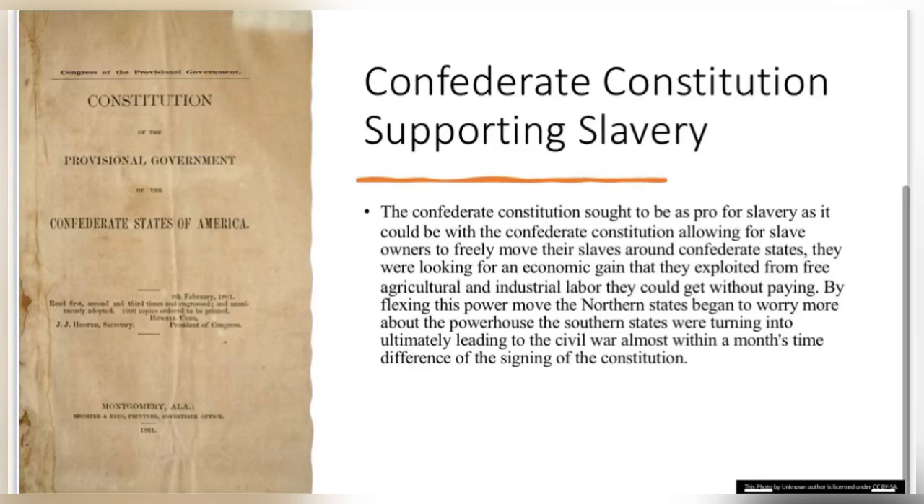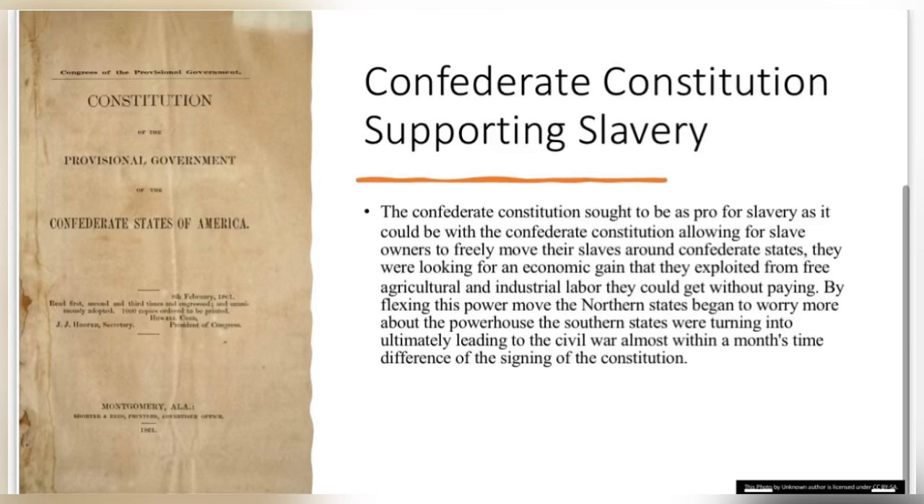All right. Again, with the Confederate Constitution supporting slavery, the Confederate Constitution sought to be pro for slavery, as it allowed slave owners to freely move their slaves around the Confederate states. They were looking basically for economic gain that they could exploit from free agriculture and industrial labor they could get without paying. So allowing slave owners to move their slaves allows them to travel and still be working, because they're going to force the slaves to do work in other areas of the Confederate States.